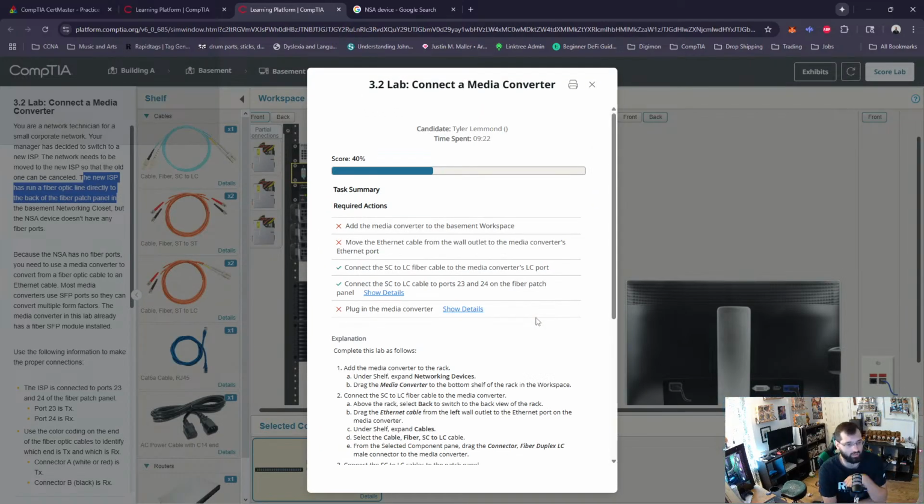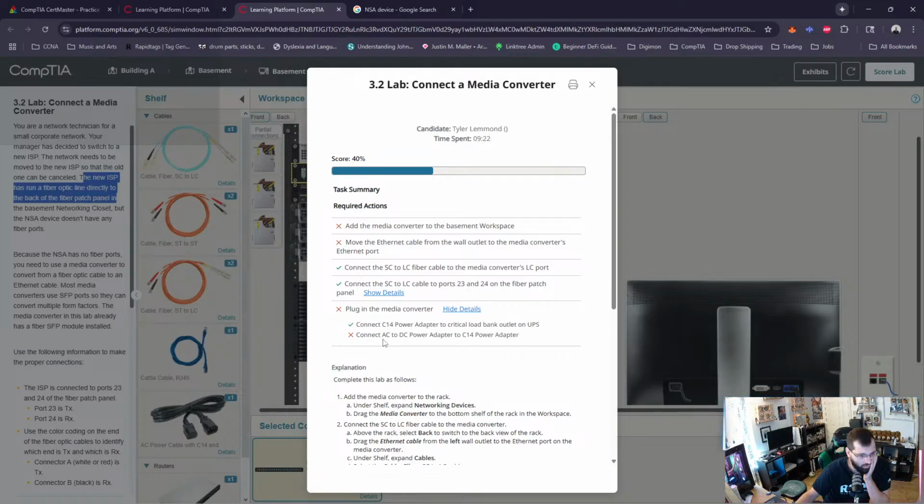40%. Add the media converter to the basement workplace. I did add the media converter. Is there a certain place I'm supposed to put it? Plug in the media converter. I did plug in the media converter. Connect AC to DC power adapter to the C12 power adapter.